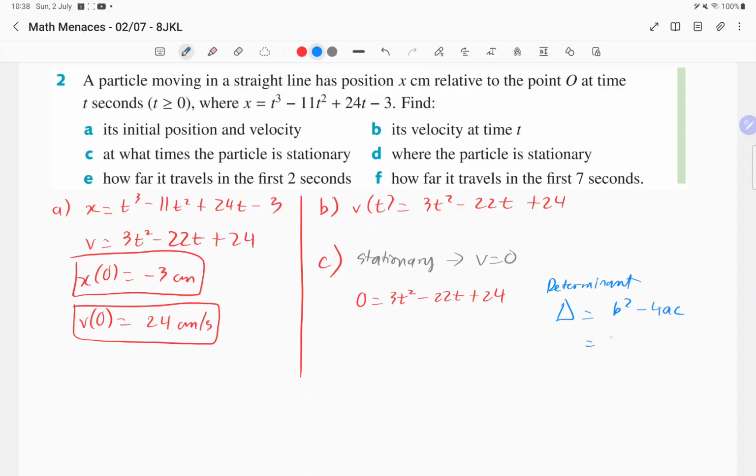That would be negative 22 squared, which is just 22 squared. Use the calculator. Okay, so work that one out and see what the number is. If the determinant is a perfect square, then the answer will be nice.